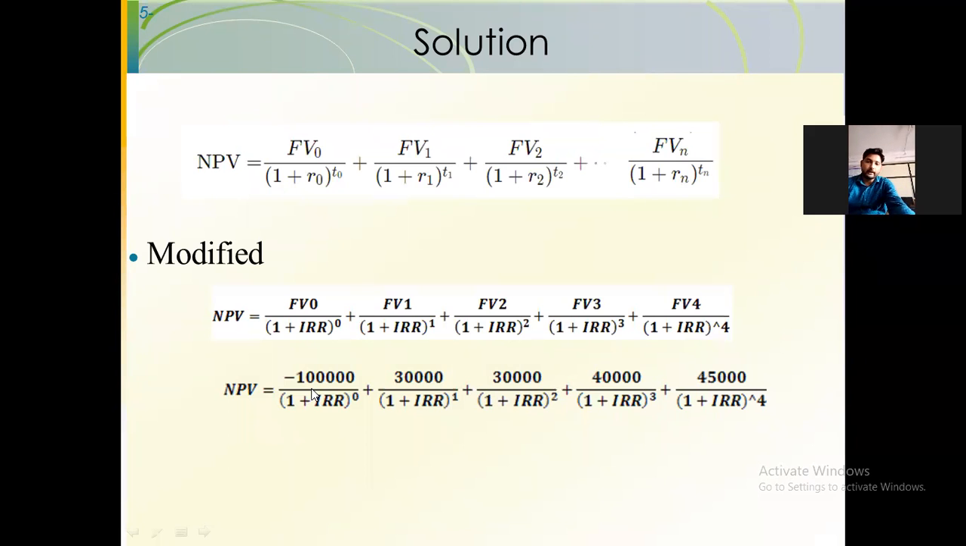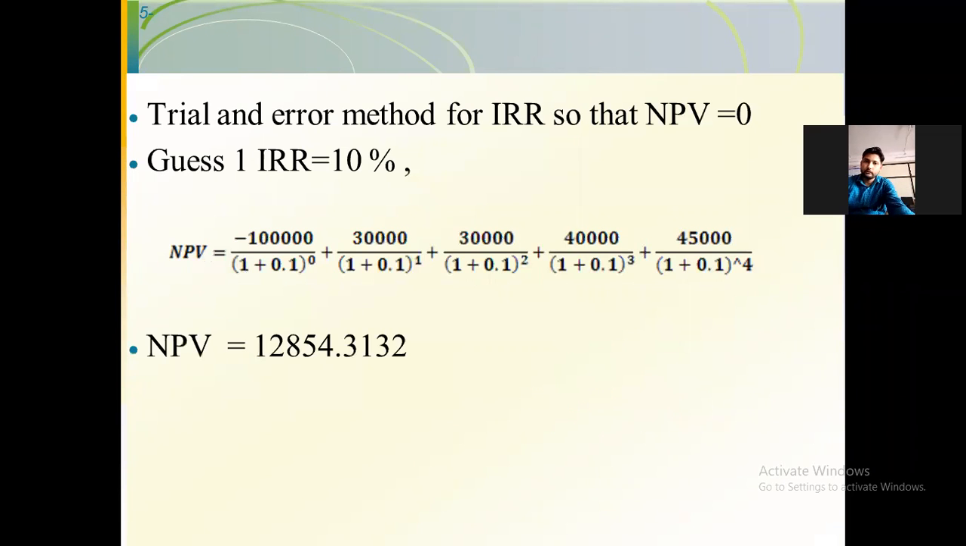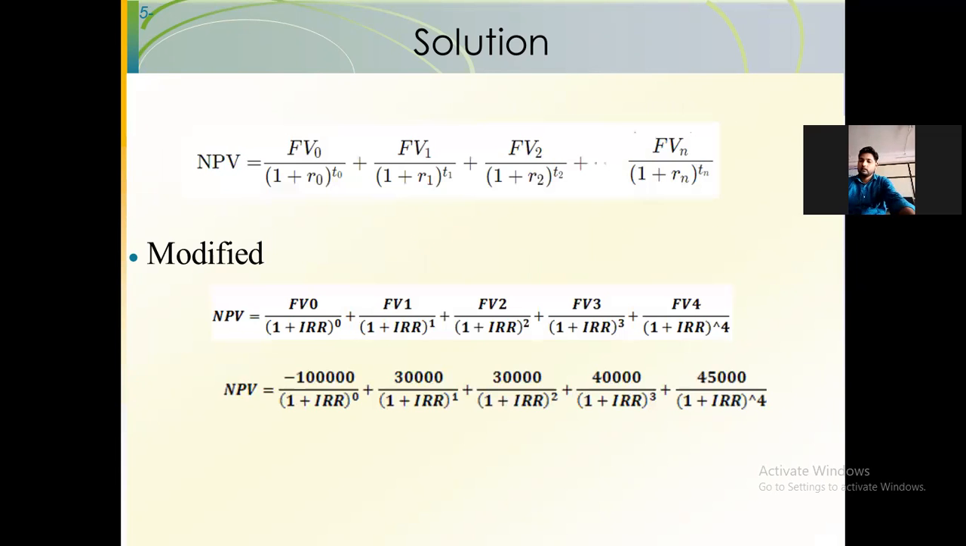Okay, so write down the modified formula. NPV is equal to FV0 divided by (1 plus IRR) raised to 0, plus FV1 divided by (1 plus IRR) raised to 1, plus FV2 divided by (1 plus IRR) raised to 2, plus FV3 divided by (1 plus IRR) raised to 3, and the last is FV4 divided by (1 plus IRR) raised to 4.